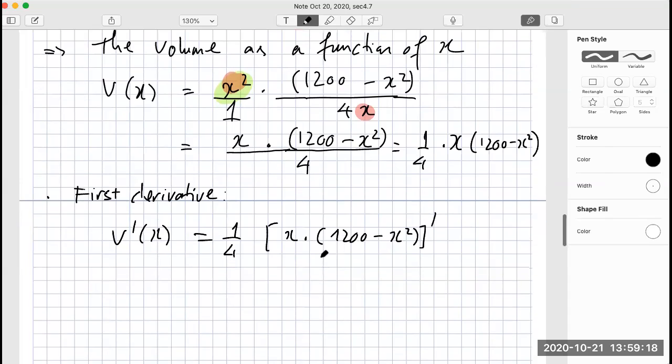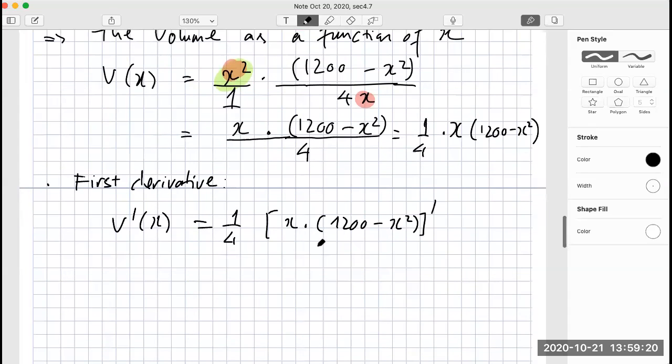Again, this is a product. So we can use the product rule, or you distribute first. It's up to you. So this time, let us distribute first. It will be 1200x minus x cubed. We can do it in many ways.